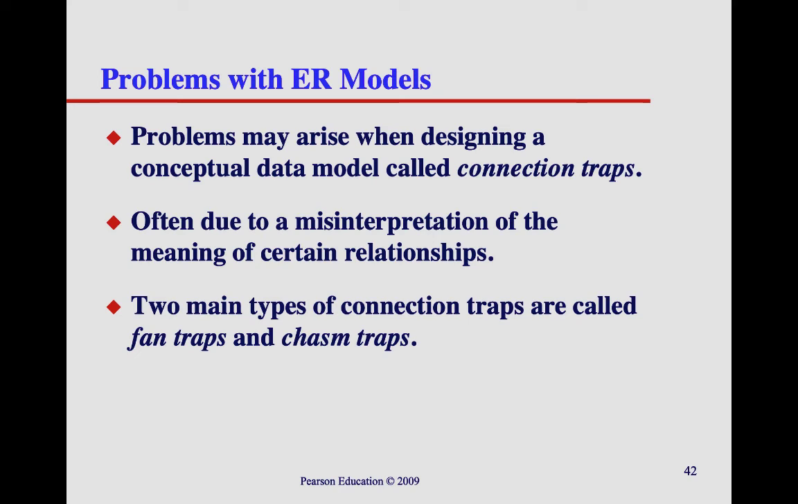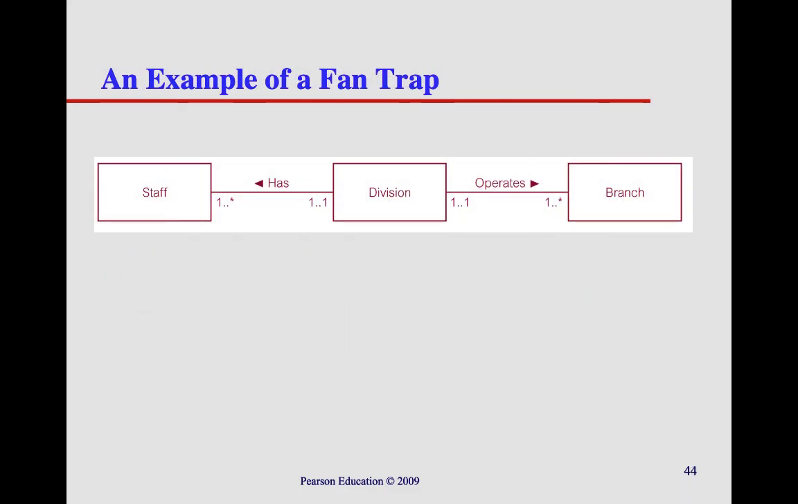Okay, so we come to our last topic of the day, and that is problems that arise with entity relationship models. And there's two primary problems that arise. They're both called traps. The first one is a connection trap. One is called a fan trap and one is called a chasm trap. Okay, so we'll illustrate them.